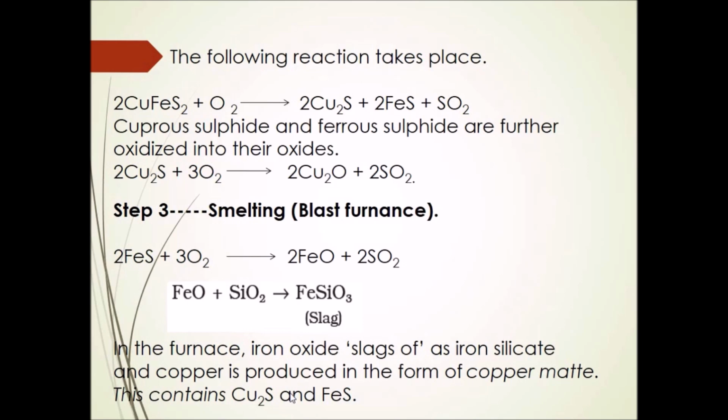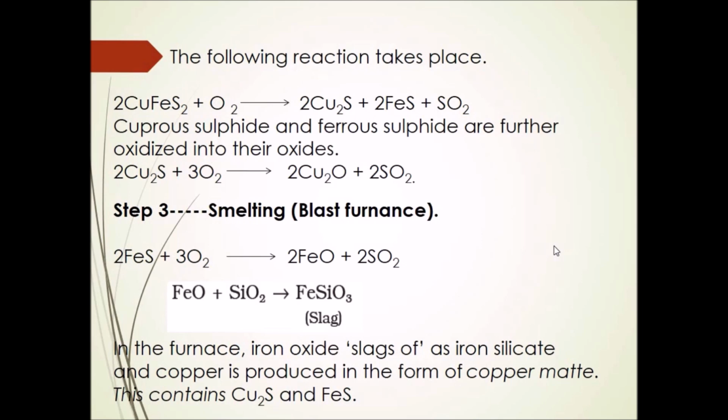So after smelting, what do we obtain? We obtain copper matte. It is very clear, it is always asked in your examination for 1 mark. What is the composition of copper matte? Copper matte contains cuprous sulfide and ferrous sulfide. So this trace of cuprous sulfide and ferrous sulfide is still present, and in order to remove this, we are going to subject it to bessemerization.